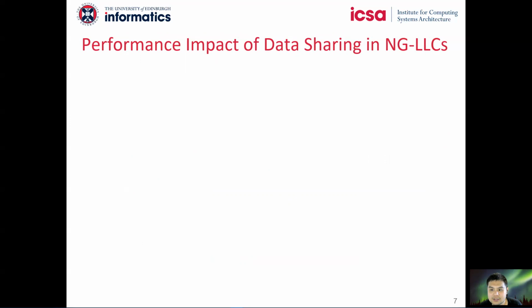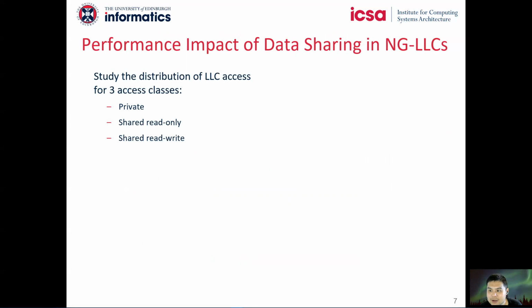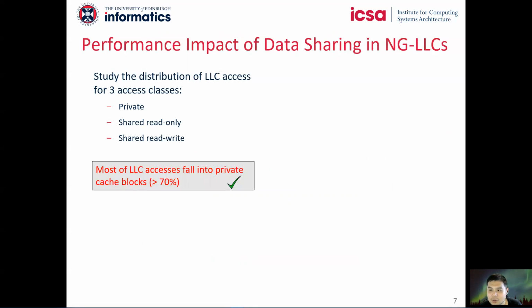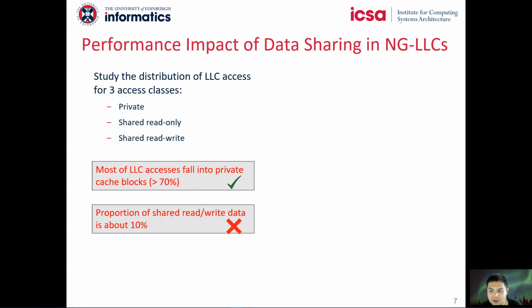Since we know accessing shared read-write data is slow in NG-LLCs, we would like to study the distribution of the LLC accesses for 3 access classes. They are private, shared read-only, and shared read-write. From the characterization result, we can see most of the LLC accesses fall into private, which is good for NG-LLCs, but there is still nearly 10% of the accesses that fall into shared read-write data.